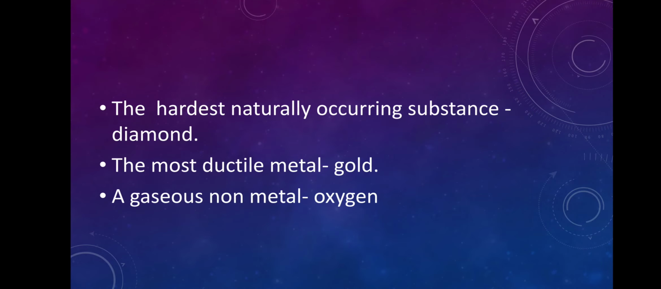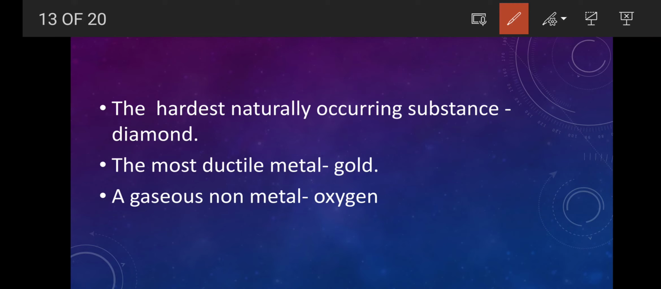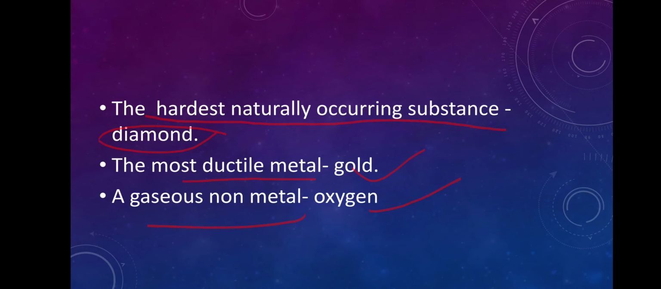Now next is the hardest naturally occurring substance. Which one is this? Diamond. Clear? The most ductile metal. Which one is the most ductile metal? The answer is what? Gold. The gaseous non-metal. Which one is the gaseous non-metal? Oxygen. Okay. Now next.